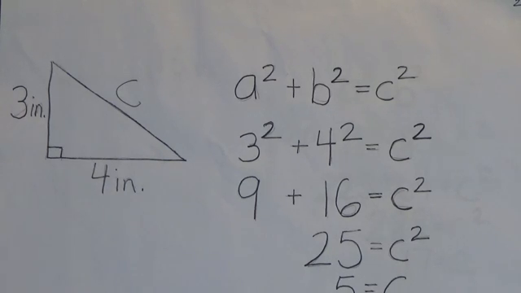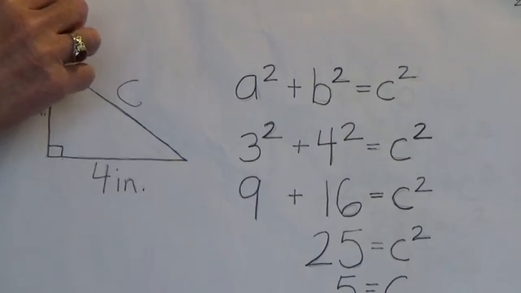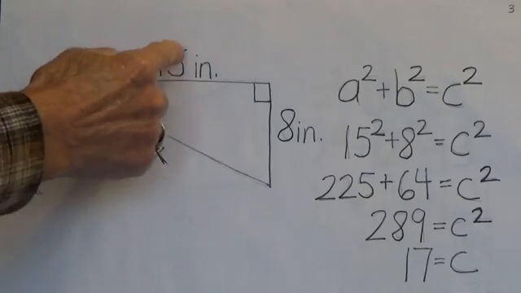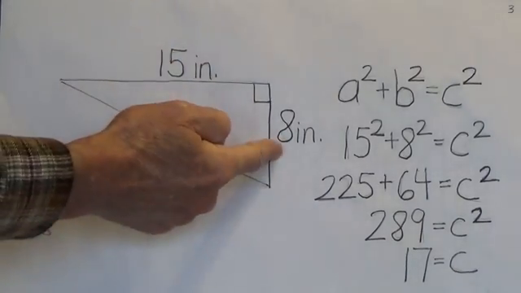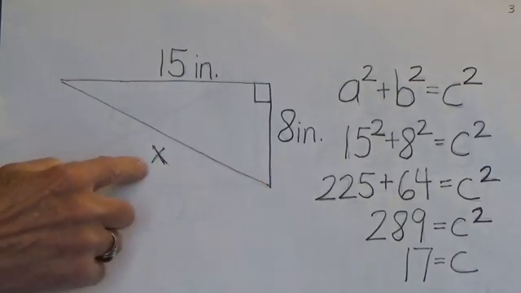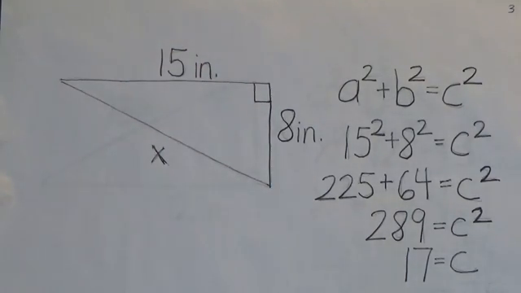Okay, another example. Now it doesn't matter which way the right angle is faced. This is still the right angle. The two sides that make up the right angle are the legs. So we have a and b here. This could be a or b. This could be a or b. But this right here, the longest side, is the hypotenuse. So opposite the right angle, the longest side, the hypotenuse.